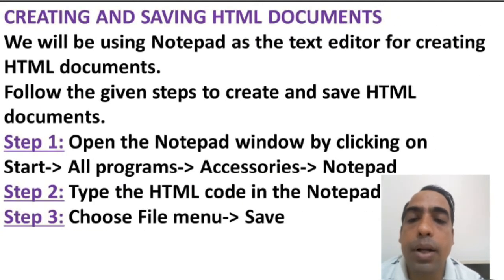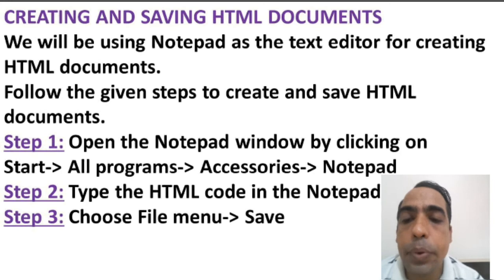Creating and saving HTML documents. We will be using Notepad as a text editor for creating HTML documents. Follow the given steps to create and save HTML documents. Step 1. Open the Notepad window by clicking on the Start button, All Programs, Accessories, then Notepad. Your Notepad application will open for writing HTML code. Step 2. Type the HTML code in the Notepad. Step 3. Choose the File menu and then click on Save option.